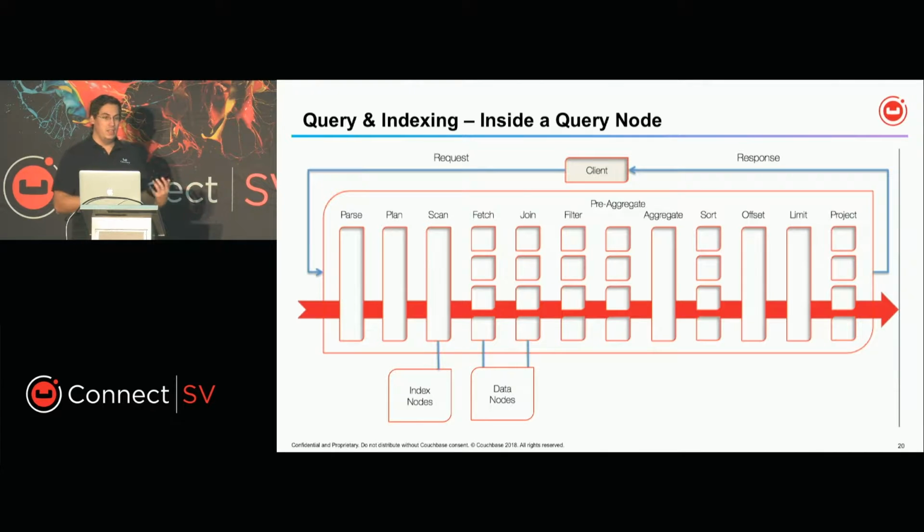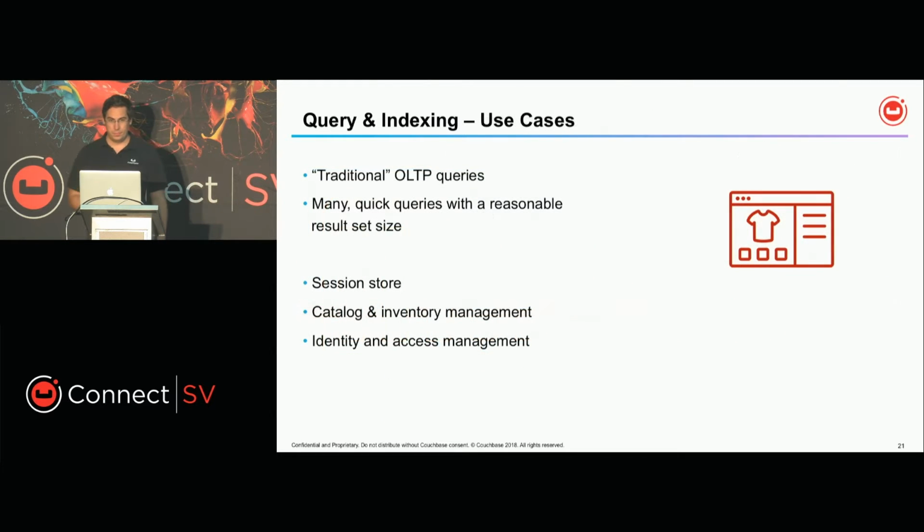But if it's not a covered index, it needs to fetch some parts of the documents to actually fulfill the query. So it will then go to the data nodes and say, hey, give me this, this, and this document. We'll fetch it, and then do join operations, filter it, apply aggregates, sort it, apply the offset, apply the limit, apply the projections, and then return it to the SDK, right? So that's all going on underneath, and you can see the distributed system at play here with calling out to the index, calling out to the data nodes.